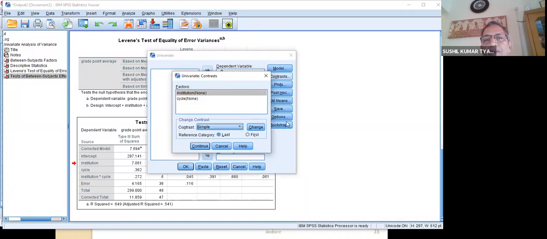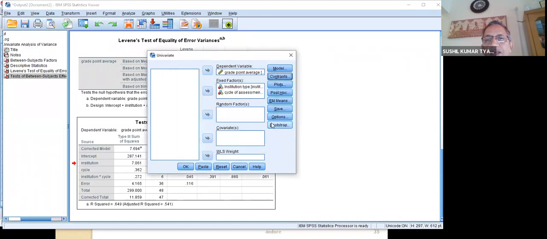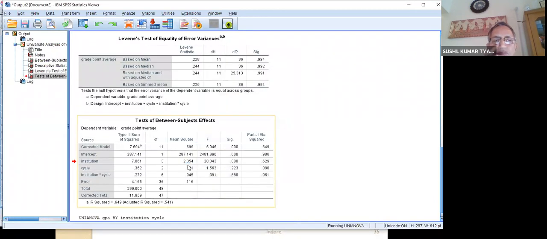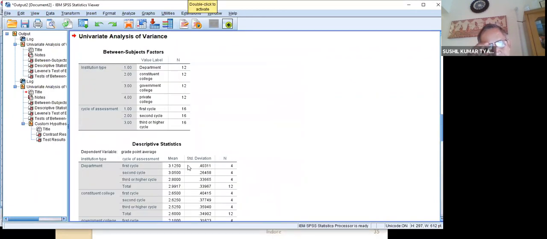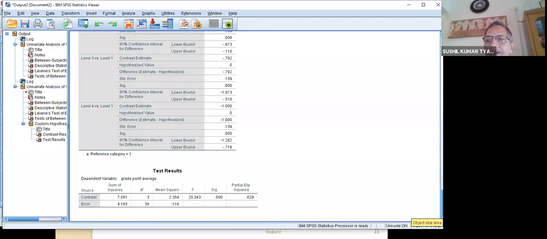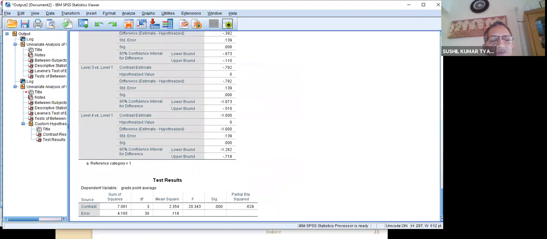Now I want to compare the first department with every other, not private with every other. I want to compare department with every other. I change this to first category. Change, continue, and okay. Now I get like this.